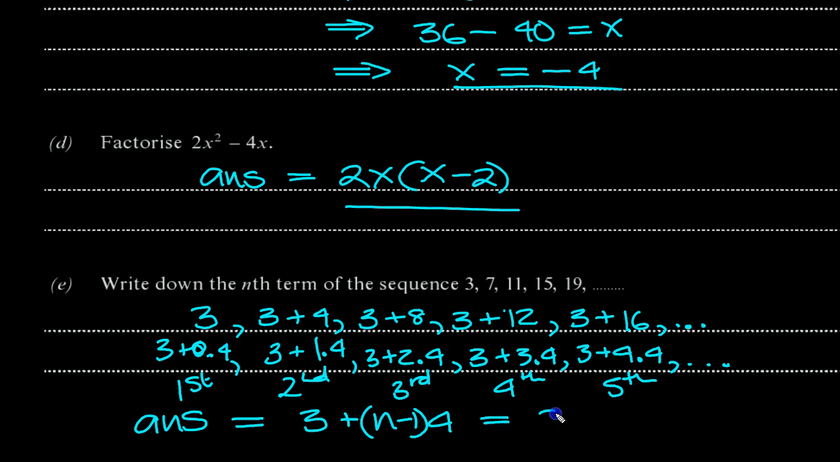So we can expand this. It's 3 plus, expand the bracket, 4n. And then we get a minus 4. So that equals 4n then. And 3 take 4 is minus 1. 4n minus 1.